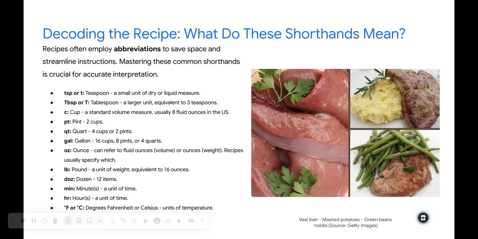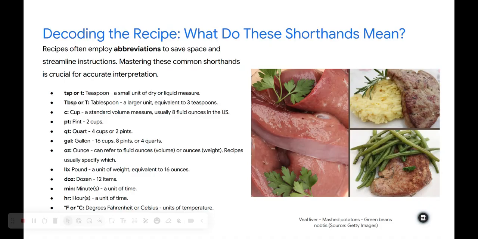One of the biggest issues that we have in our classes is deciphering the little t and the big T. A lowercase t or TSP is going to be your teaspoon, where your capital T or TBSP is going to be your larger equivalent, which is your tablespoon. Our little c is going to be cup, PT is pint, which is equal to 2 cups. Our QT is quart, 4 cups or 2 pints.